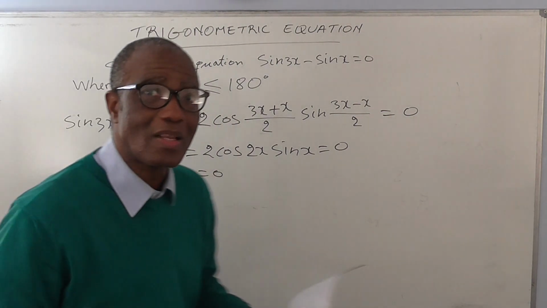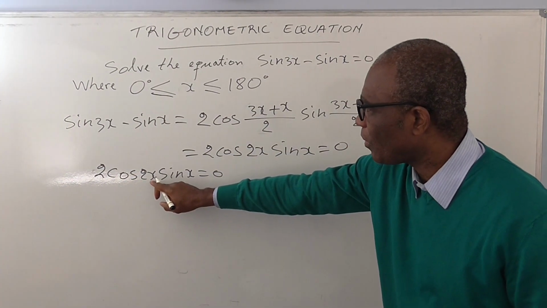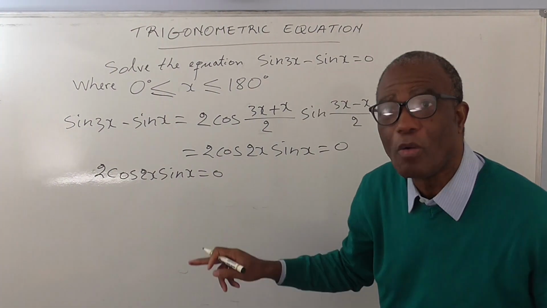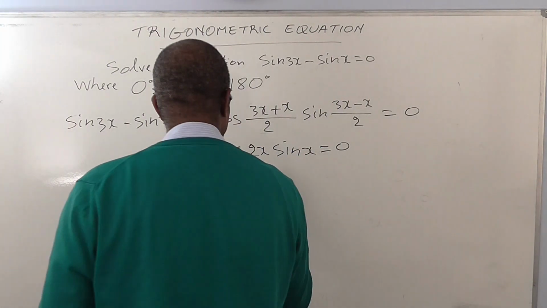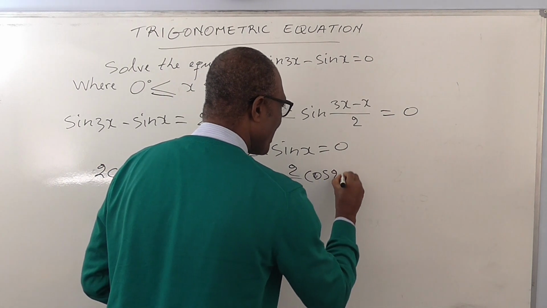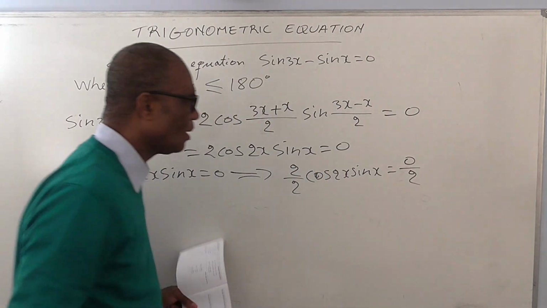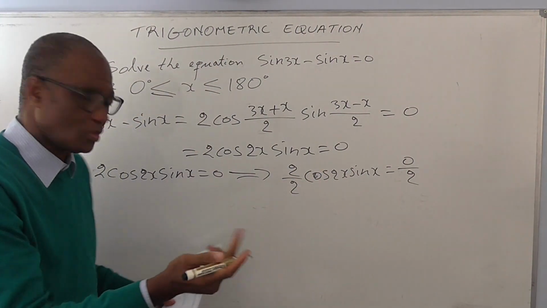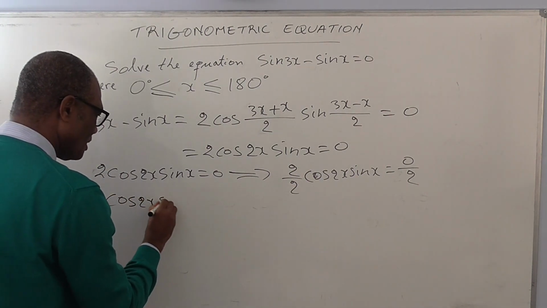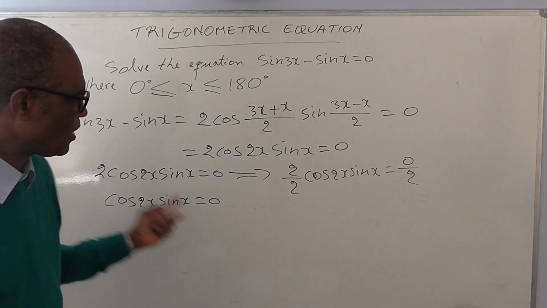We divide both sides by 2, because we need to get just 1 cos of 2x sine of x. We divide this by 2, we divide also 0 by 2. So by doing that, I'm going to have 2 divided by 2 cos of 2x sine x is equal to 0 divided by 2. So here I'm going to get 1. So I'm going to write cos of 2x sine of x is equal to 0.